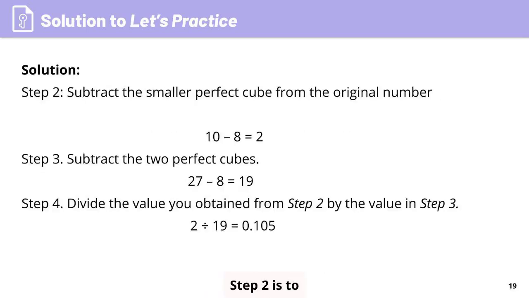Step 2 is to subtract the smaller perfect cube from the original number, that is 10 minus 8 is equal to 2. Step 3 is to subtract the two perfect cubes, that is 27 minus 8 is equal to 19. In step 4, we need to divide the value we obtained from step 2 by the value in step 3, that is 2 divided by 19 is equal to 0.105. Note that in step 4, the arrangement must be correct. 19 divided by 2 is equal to 9.5, which is incorrect, so be careful. Also in step 4, the answer is always in decimal.